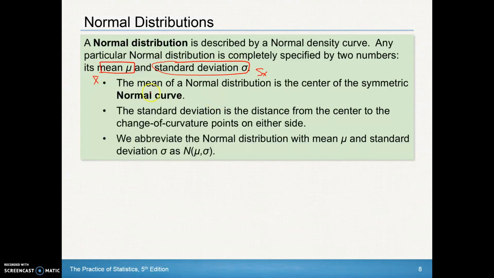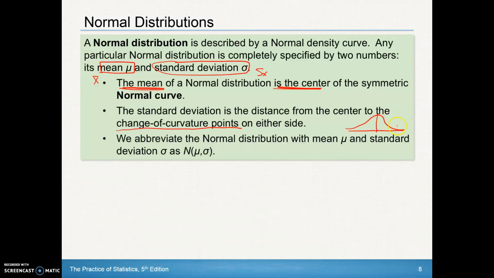Okay, so here the mean of a normal distribution is the center. The mean is the center of the normal curve. The standard deviation is the distance from the center to the change of curvature points on either side. So what that kind of looks like is, if you've got a distribution that looks like this, there's the mean right there in the center.